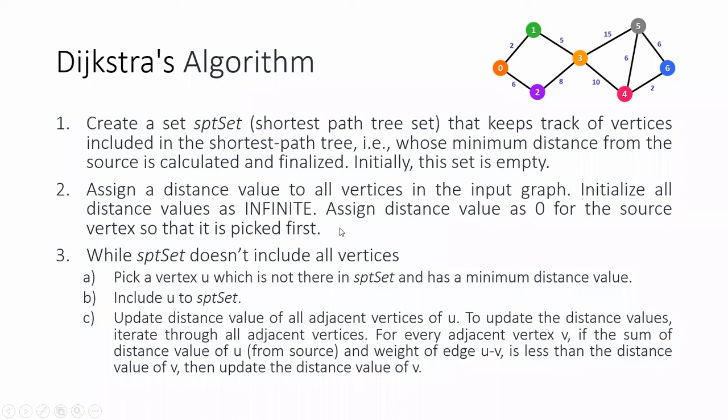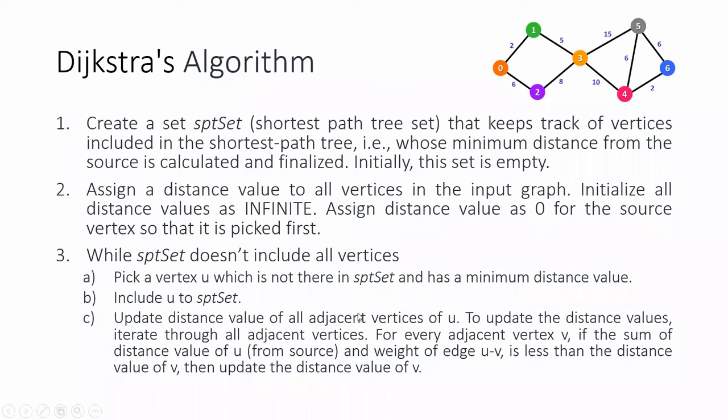Second thing from the algorithm is assign a distance value to all the vertices in the input graph. Initially, it would be infinite because let's say here 0 to 6, what would be the distance? Initially, you don't know, right? Because you haven't checked which one is the shortest path. So we just initialize it to be infinite. But for the source itself, it would be 0 because it's the one that will be picked first.